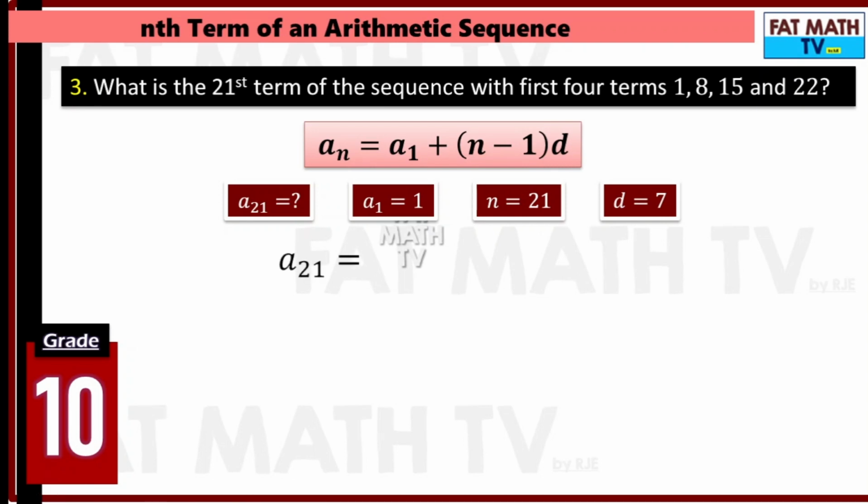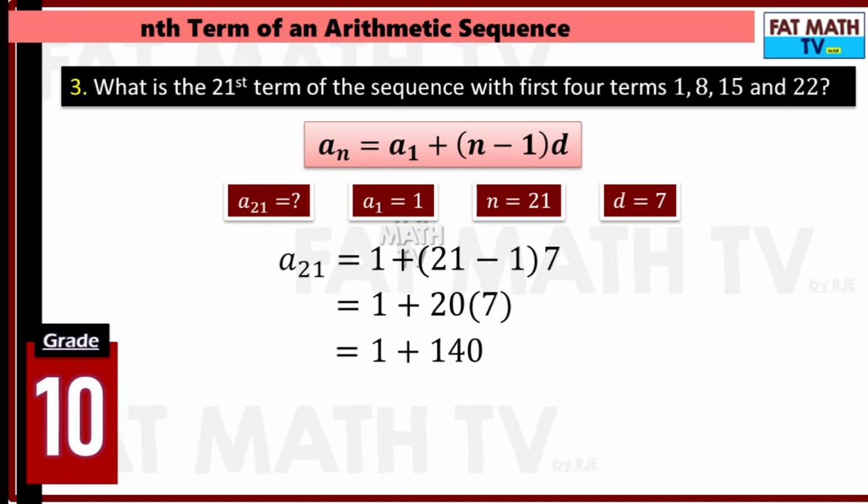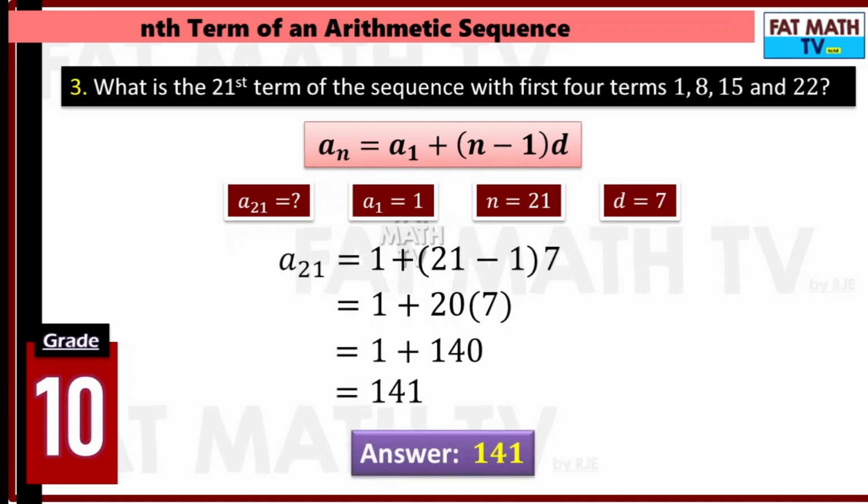So a sub 21 is a sub 1, that's 1, plus n minus 1, that's 21 minus 1, times d, 7. 21 minus 1 is 20. 20 times 7 is 140. And 140 plus 1 is 141. So the answer is 141. The 21st term of the sequence with first 4 terms 1, 8, 15, and 22 is 141.